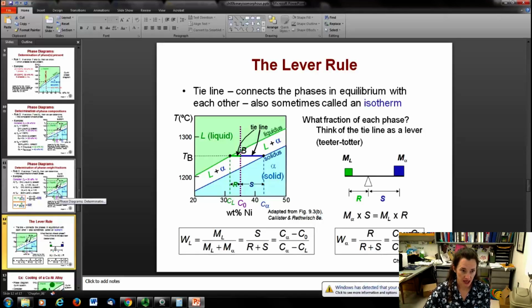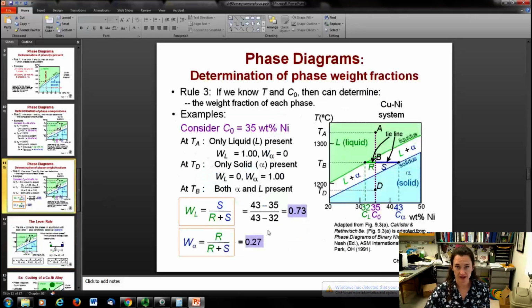Now, from this slide, it was all constructed here, breaking it down. But if I run through the calculation, for the weight of my liquidus phase, I get S, which is 43 minus 35, divided by R plus S, which is 43 minus 32, and I see that I've got 0.73 or 73% liquid at that point. And that kind of makes sense that I would have a higher percentage of liquid at that point because I'm really closer to the liquidus line than I am to the solidus line. Okay, so it makes sense that I have more liquid than solid.